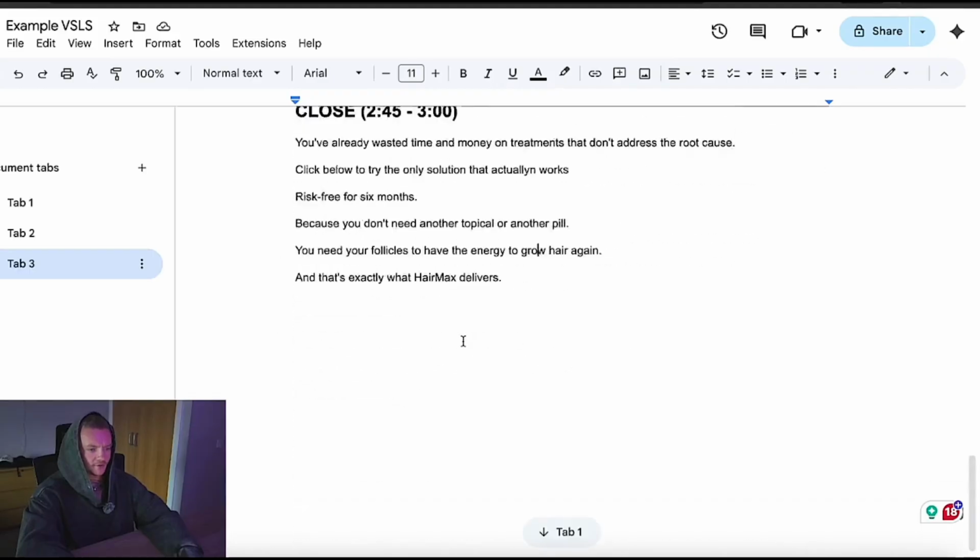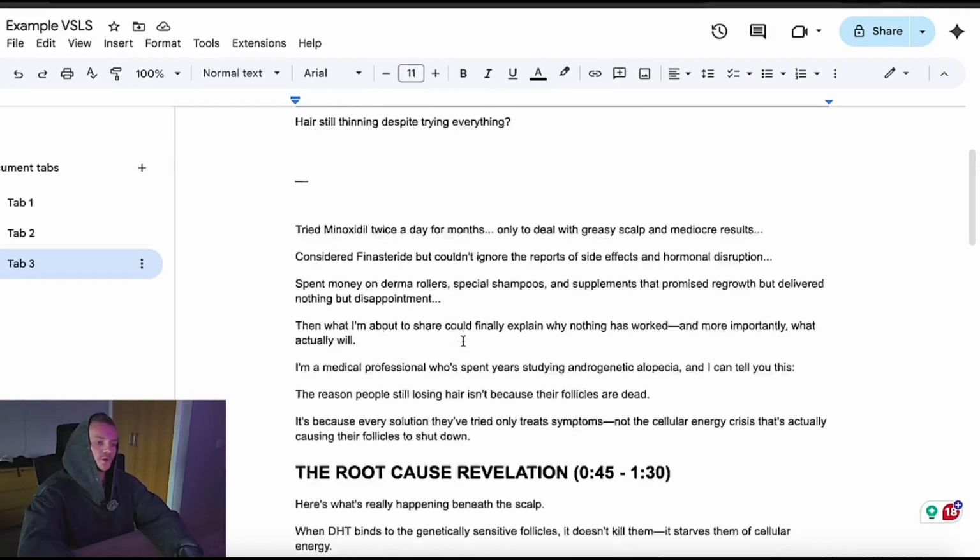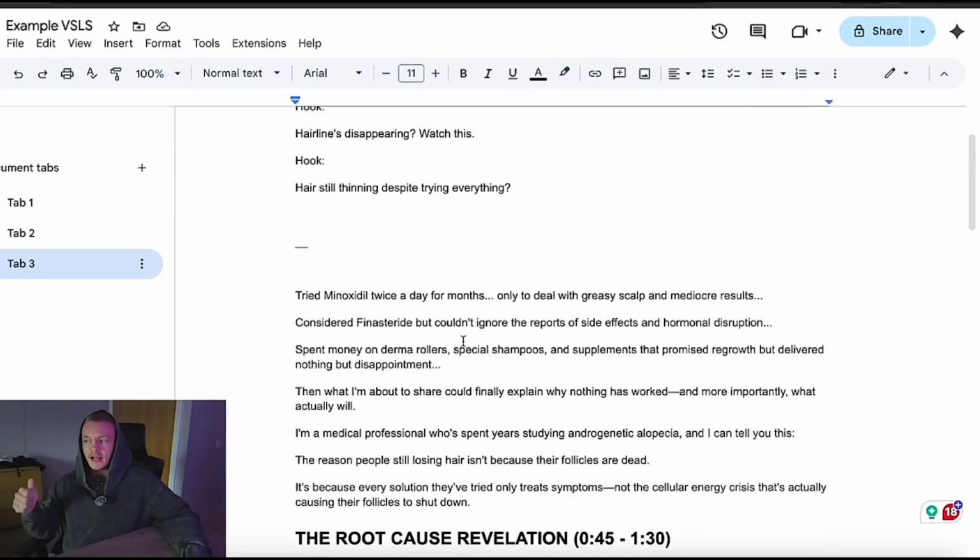So that was a quick 3-minute VSL. And again, what we did there was we went for solution aware. And at that point, what do solution aware people need? They need proof that this works. So why does this concept work?